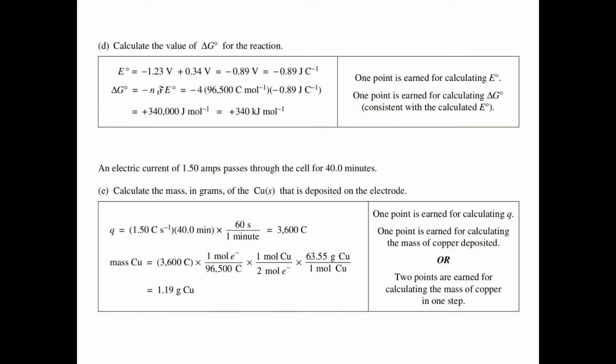So you got 1 point for the correct number of coulombs. If you didn't stop there and kept going, that's fine as long as you show the correct work. And you get 1 point for the correct mass. Or if you just show it all together, you get 2 points together.